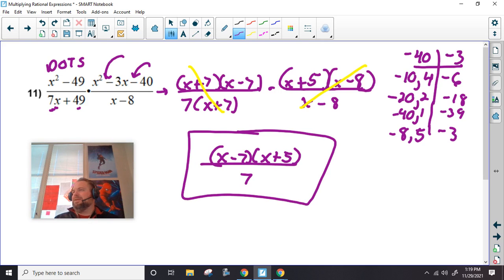I have actually had some problems before where everything but one number cancels out. Those are fun, because it's like pew pew pew pew pew pew pew pew.